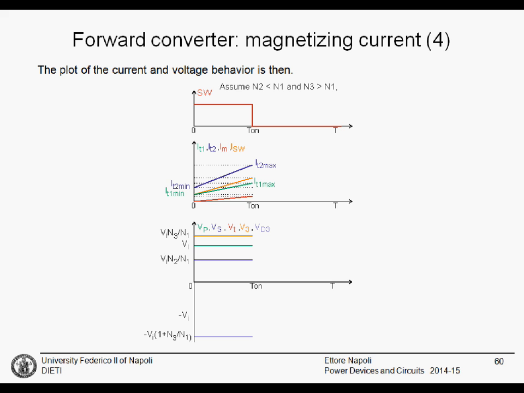We can then plot voltage and current behavior in this graph. It is a bit complicated, but the circuit has a number of variables. This means that we need to study it in this way. In this graph, we are assuming that N2 is lower than N1. That is, the transformer is stepping down the voltage. And also we assume that N3 is larger than N1. This is not a very common assumption. Very often we have N3 equal to N1.